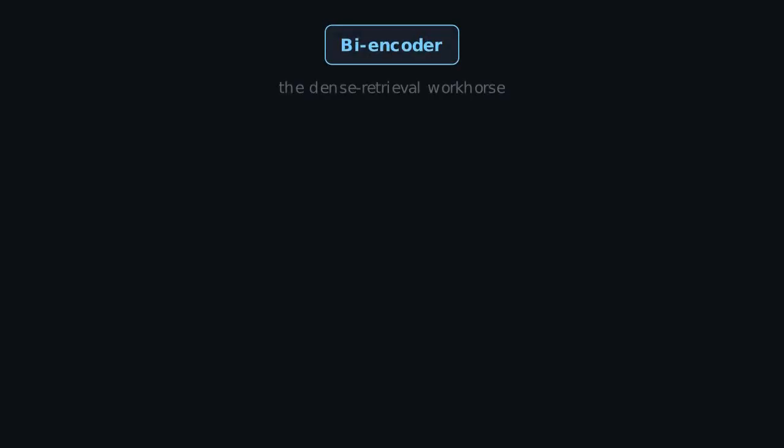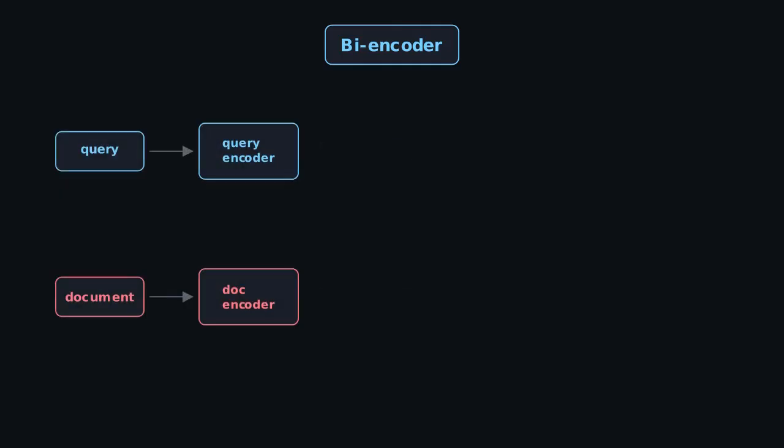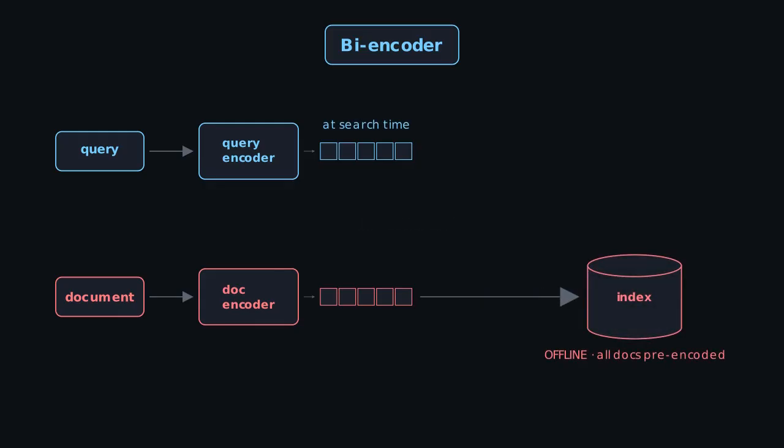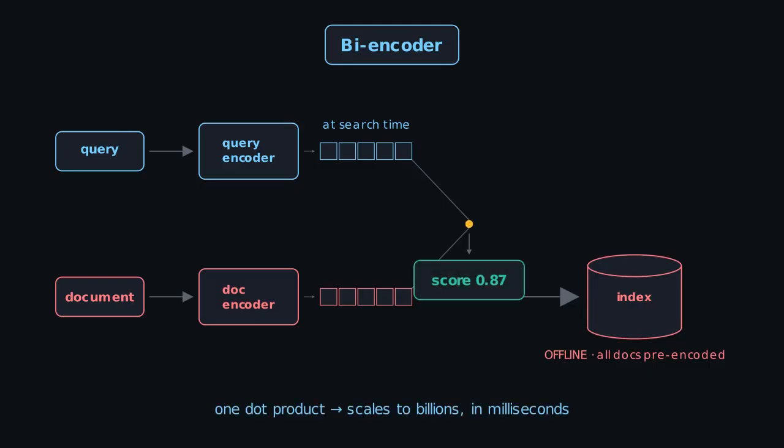Start with the bi-encoder, the workhorse of dense retrieval. It has 2 separate encoders. One turns the query into a single vector, the other turns each document into a single vector. Here's the crucial part. Every document is encoded ahead of time, offline, and stored in the index. The query is the only thing encoded at search time. So the actual comparison is just one dot product between 2 vectors, which is why it scales to billions of documents and answers in milliseconds.